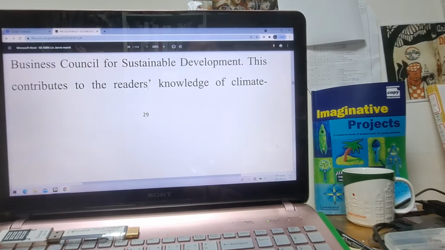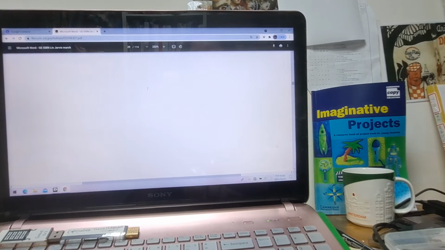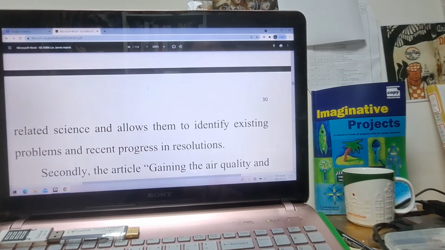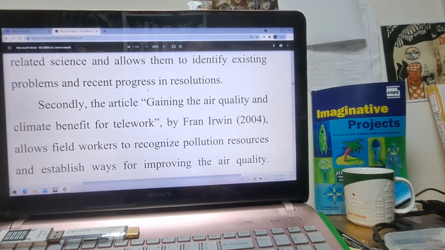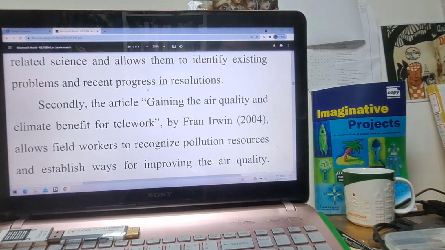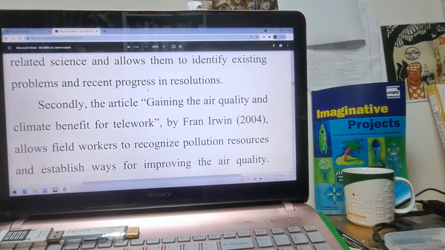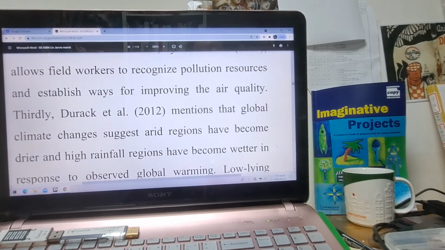This contributes to the reader's knowledge of global warming and climate-related science, and allows them to identify existing problems and recent progress in solutions. Secondly, the article Gaining the Air Quality and the Climate Benefit for Telework by Frank Irwin in 2004 allows field workers to recognize pollution sources and establish ways for improving air quality.